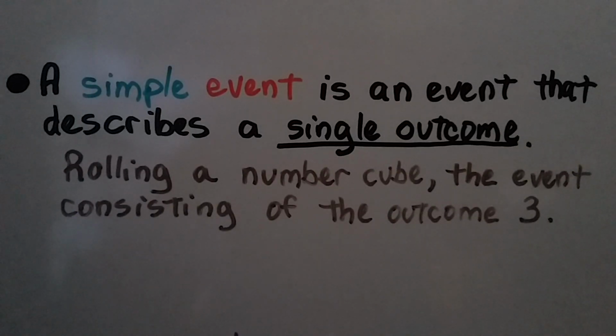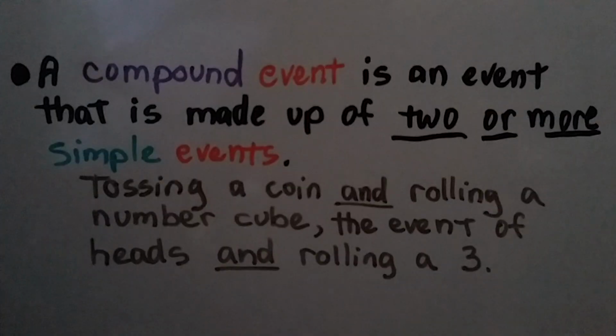A simple event is an event that describes a single outcome. It'd be like rolling a number cube and the event consisting of the outcome 3. Getting a 3, that's a single outcome. That's a simple event of rolling the number cube. A compound event is an event that is made up of two or more simple events. So it would be like tossing a coin and rolling a number cube, the event of heads and rolling a 3. So the coin would have heads and the cube would have a 3. That's a compound event.